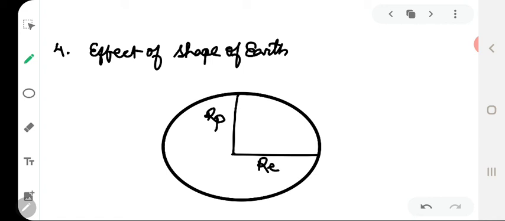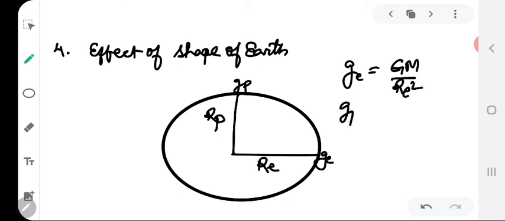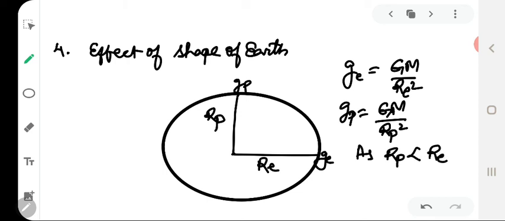So if GE and GP be the values of the acceleration due to gravity at the equator and the poles respectively, then GE, that is the acceleration due to gravity at the equator, is Gm by Re square, and GP, that is the value of acceleration due to gravity at the poles, is Gm by Rp square. So as Rp is less than Re, this means GP will be greater than GE. That is, acceleration due to gravity increases with latitude as one goes from equator to poles of the Earth.